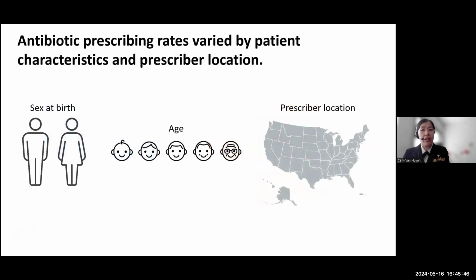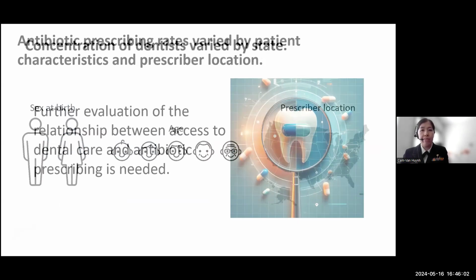Antibiotic prescribing rates varied by patient characteristics, including sex at birth, age, and prescriber location. And the rate variation may represent differences in dental disease burden, underlying health status, access to dental care, utilization of service, or patterns of unnecessary antibiotic prescribing.